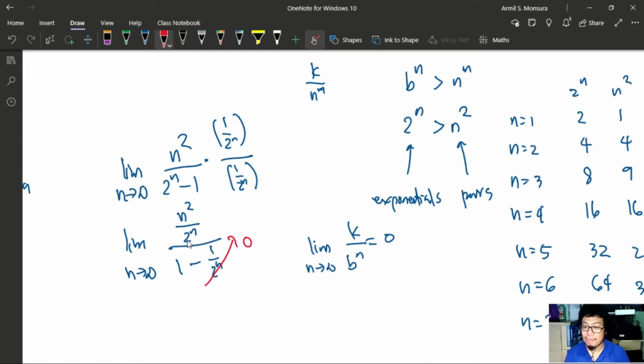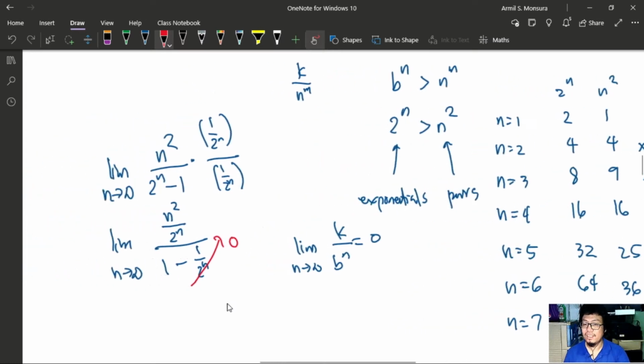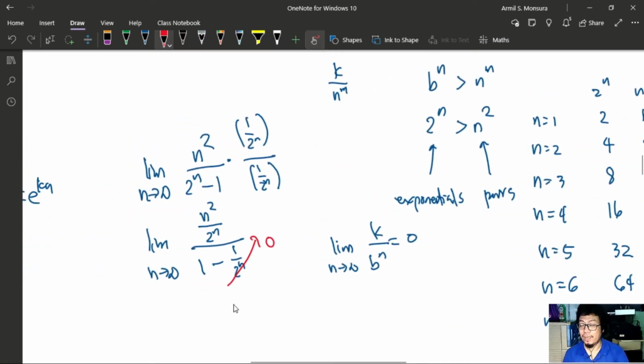But you may have a question about this one, and this is the answer. Since the denominator grows faster than the numerator, since 2 raised to n tends to be larger than n squared for n at least equal to 5, then we can say that the limit of n squared over 2 raised to n as n approaches infinity is still 0, so that this becomes simply 0 over 1 minus 0, or 0. So that's your limit.